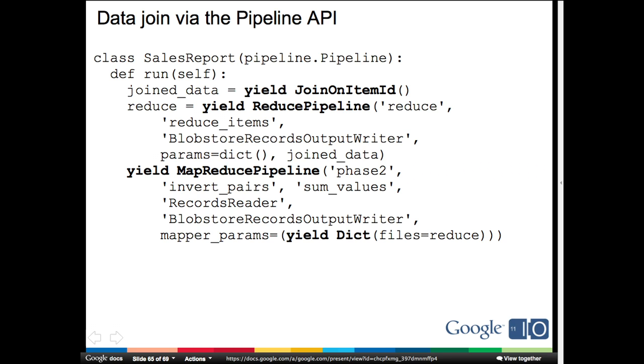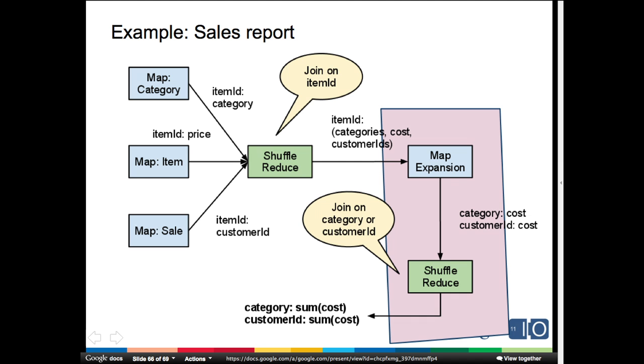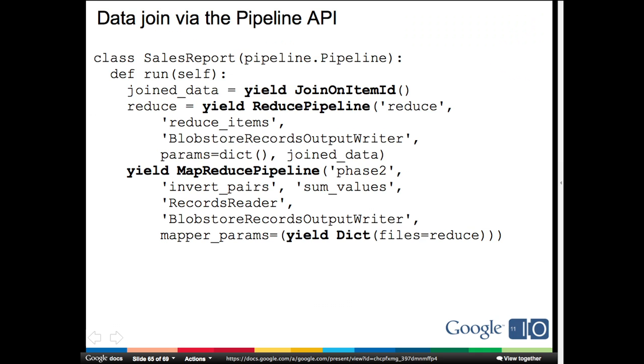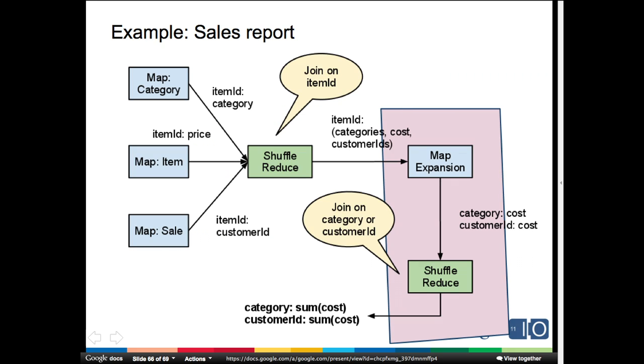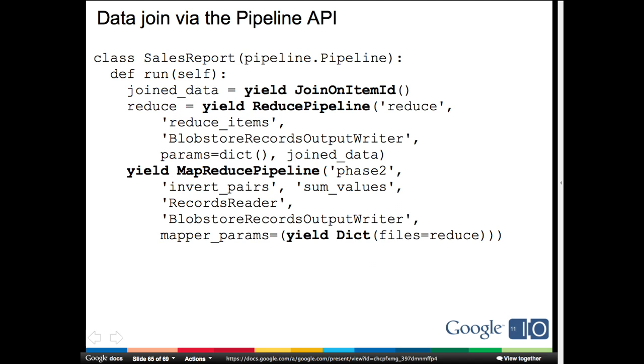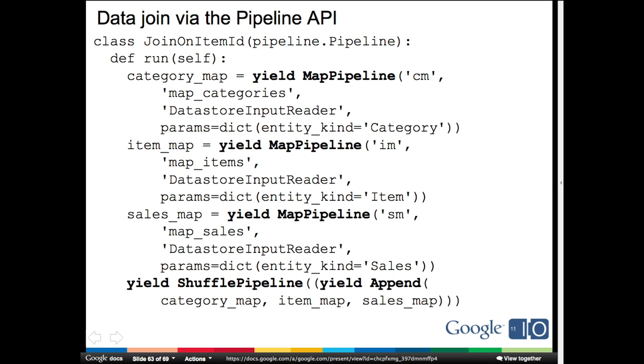So this is another 10, 15 lines to describe the second part, which is the map expansion and the shuffle reduction. And so through just about 25, 30 lines of code total, you can describe this whole pipeline through a series of data dependencies that are functionally described, procedurally described. So that's where we're going.